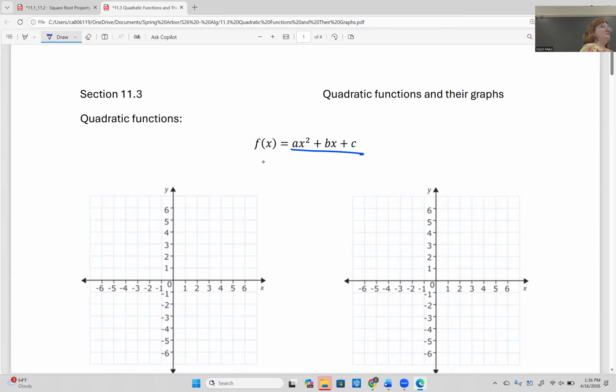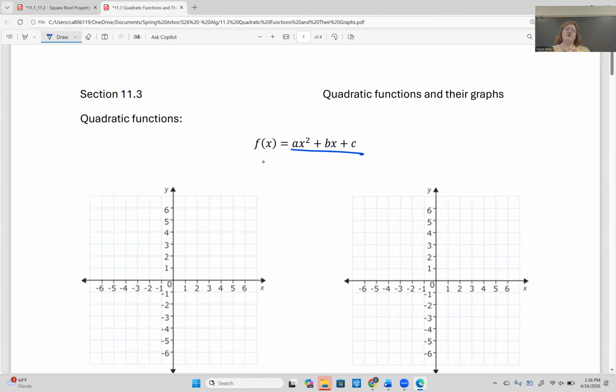They don't make a square. They're gonna have a curve shape to them. They don't make a circle either. Any other ideas on what quadratic functions look like? The shape?